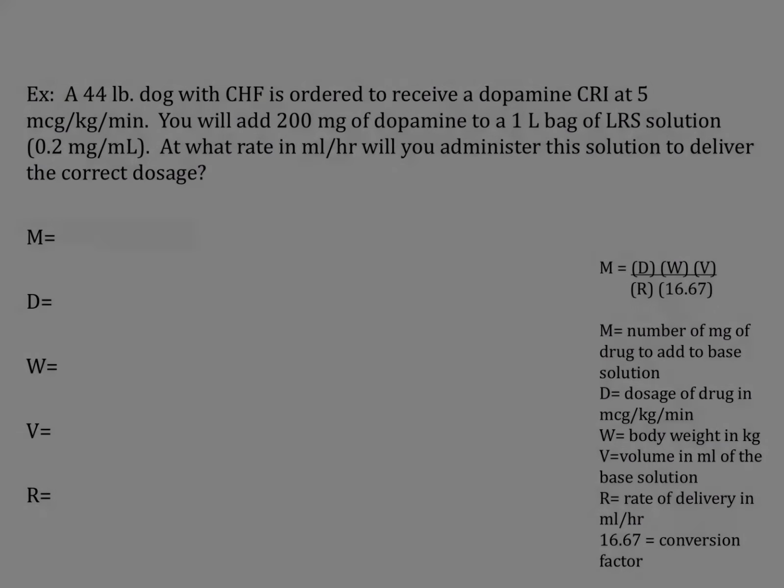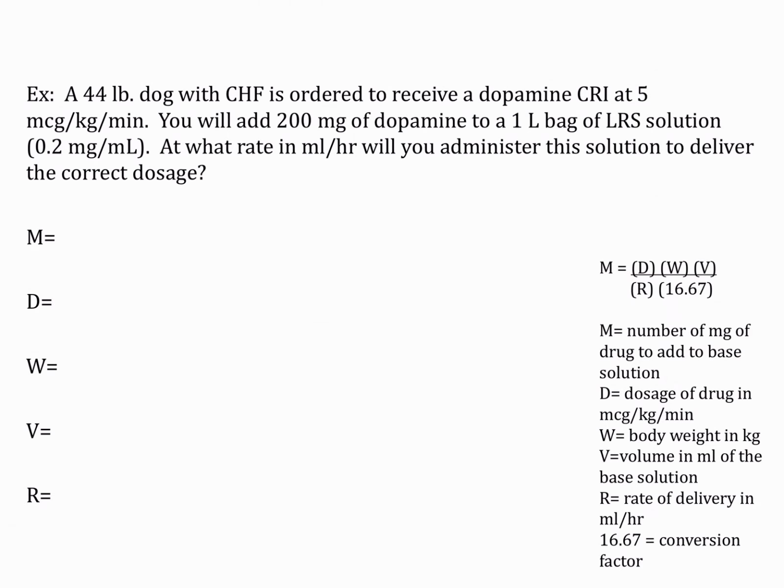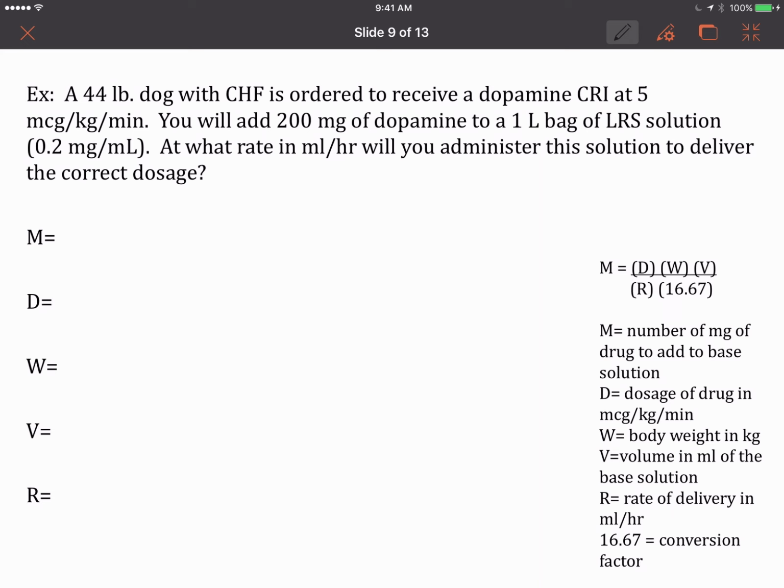Now, let's try to do a constant rate infusion problem. I put the problem on the top. Over on the left-hand side are the different values that we need to figure out, and over on the right-hand side is the formula we're going to use and an explanation of all the different letters. All right, let me read the problem first.